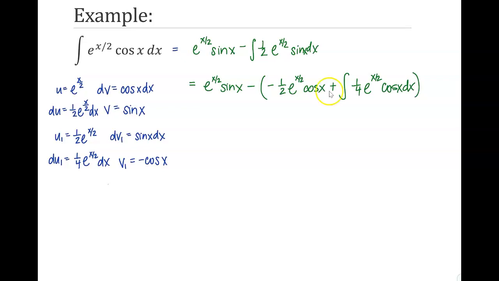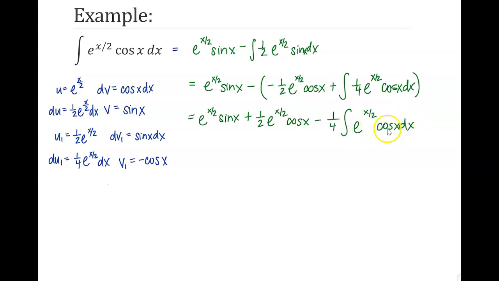Alright, so that's what I have. This negative would distribute to both terms. There's two different terms here. So I have e to the x over 2 sine x plus 1/2 e to the x over 2 cosine x minus, I'm going to pull this 1/4 to the front of the integral now, minus 1/4 the integral of e to the x over 2 cosine x dx.